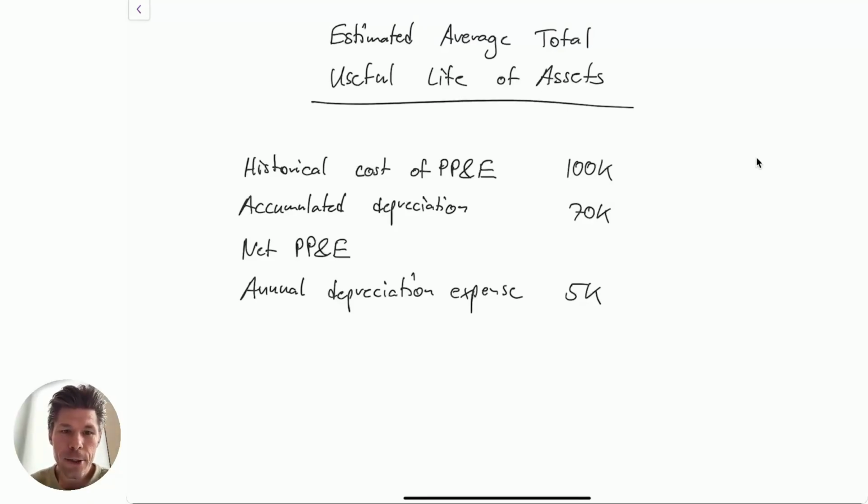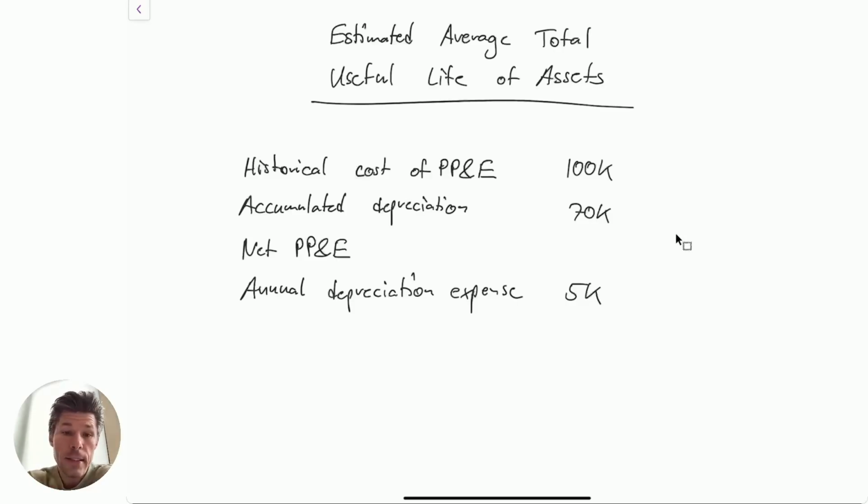Today I show you how to estimate the average total useful life of assets. Generally, why do we want to know this? Asset age and remaining useful life, which is part of the average total useful life of an asset, are two ratios. Quite important measurements to figure out a company's need to reinvest in productive capacity.